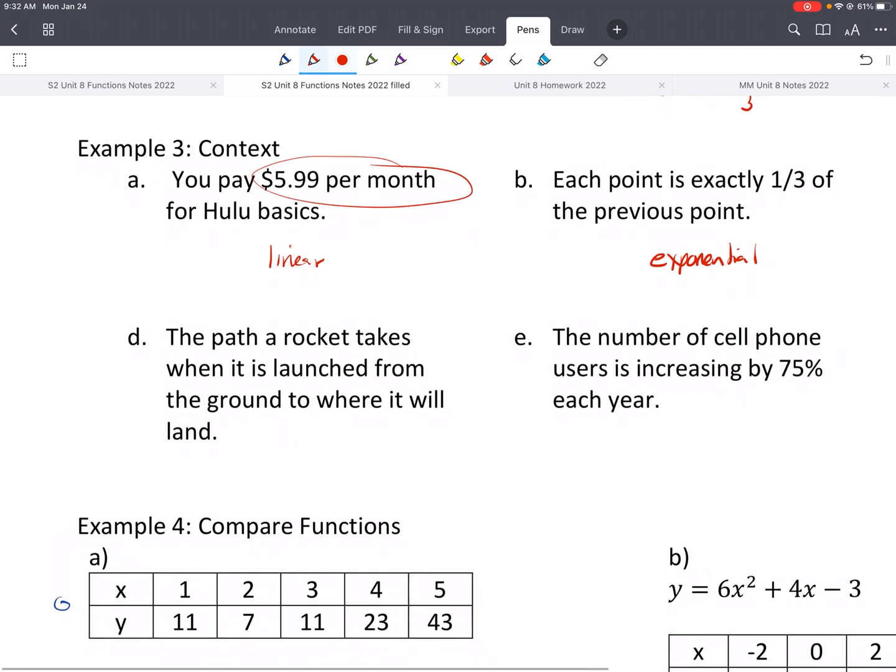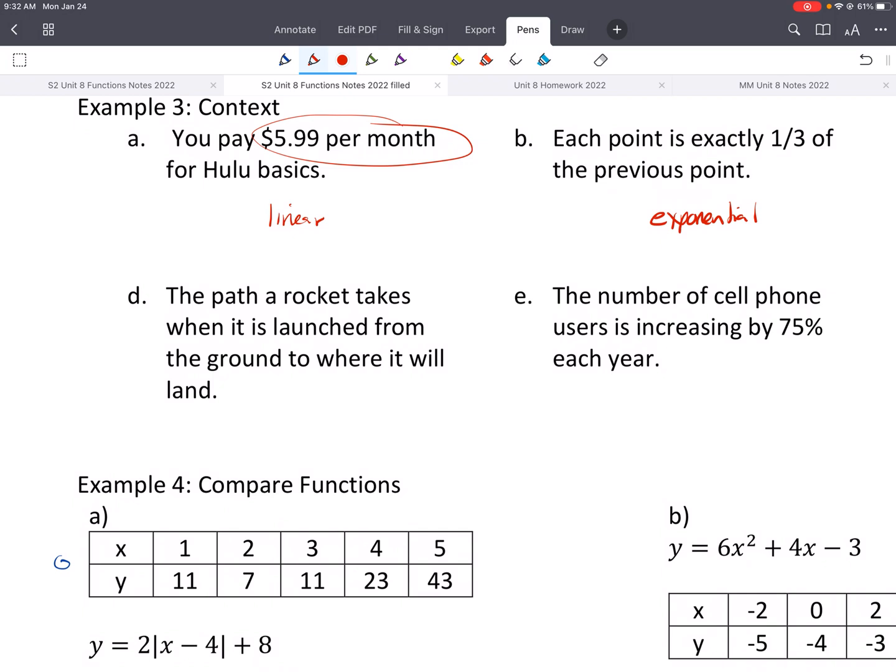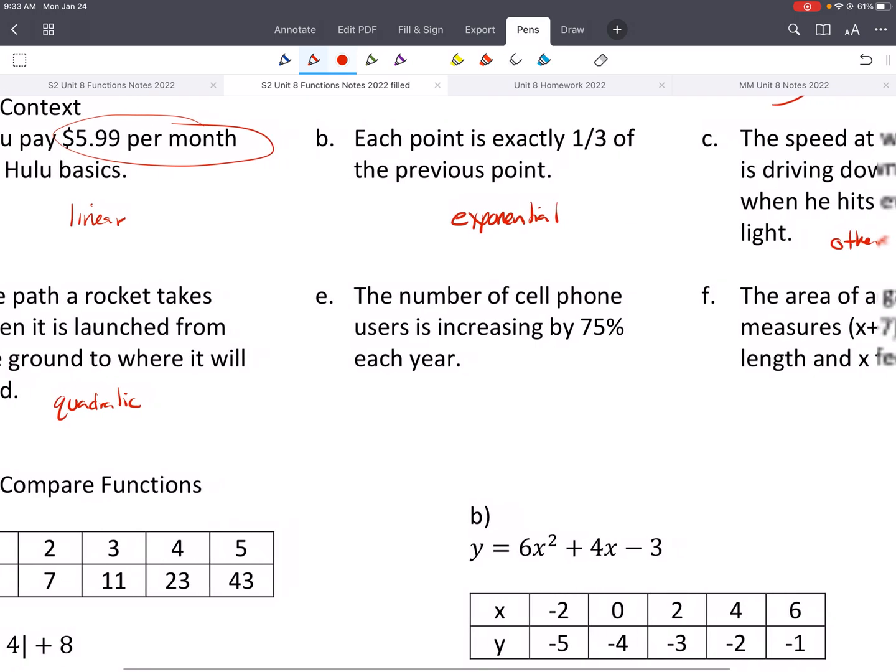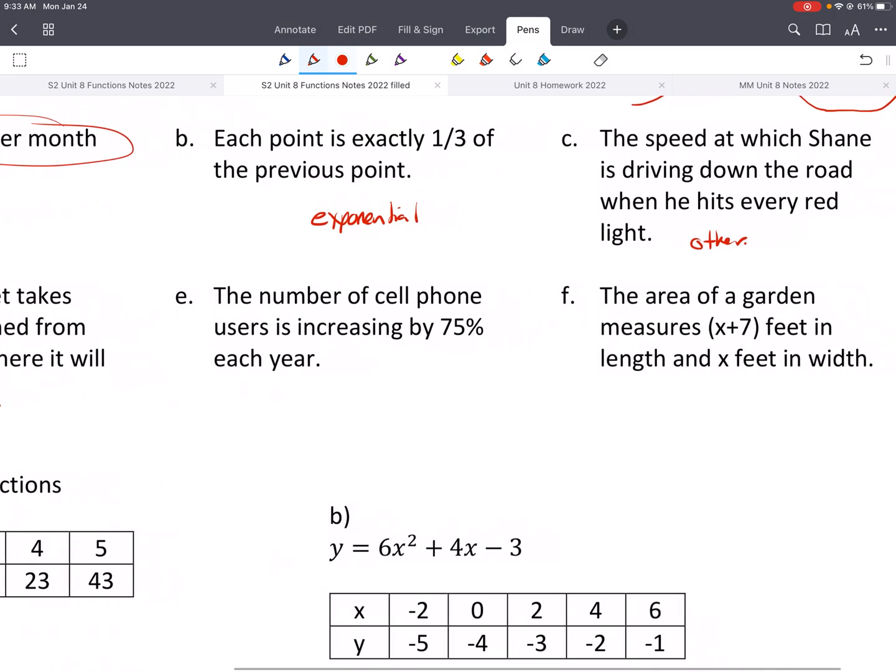All right, D, the path a rocket takes when it's launched from the ground to where it lands. So anything that's a projectile, something that's thrown up into the air, shot up into the air, this will always be quadratic. Okay, it goes up, comes back down. At least we have to assume that, okay?